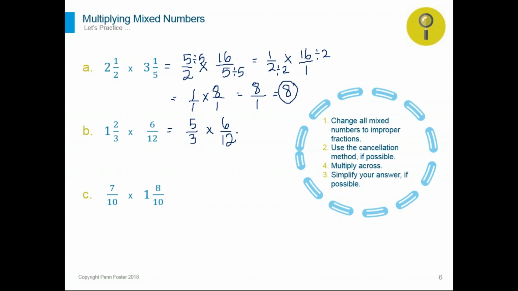I see 6 and 12. I am able to divide over 6 and divide over 6. Rewrite the problem, 5/3 times 1/2. Do I have anything else to eliminate? 5 and 3, nothing common. 5 and 2, nothing. 1 and 3, nothing common. 1 and 2, nothing. I am ready to go ahead and multiply across. 5 times 1 is 5. 3 times 2 is 6. This is a proper fraction, nothing common, so this is our answer, 5/6.